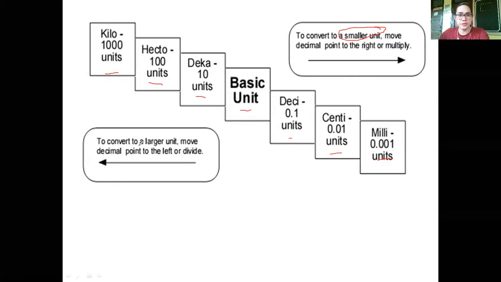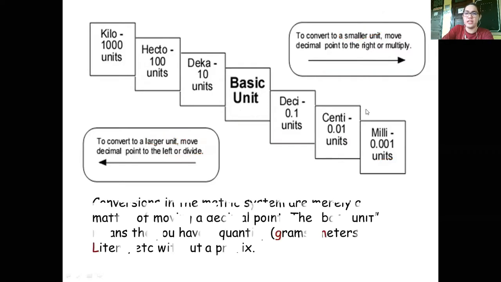And if you want to convert to a larger unit, move the decimal point to the left or divide. So do not forget: to convert to a smaller unit, move the decimal to the right or multiply them. And if you try to convert to a larger unit, then you move the decimal point to the left or you divide it. I hope you will be able to grasp its instruction. So let's have an example so that you will be able to appreciate the process.